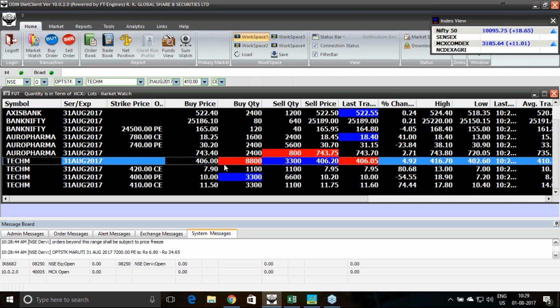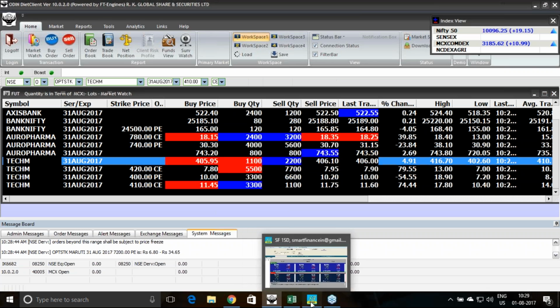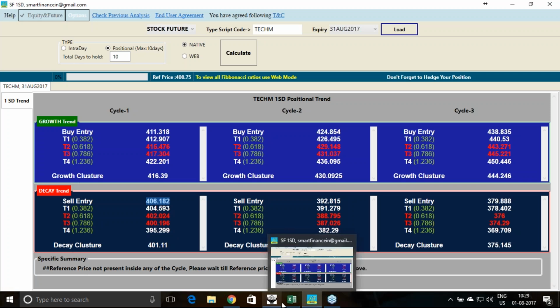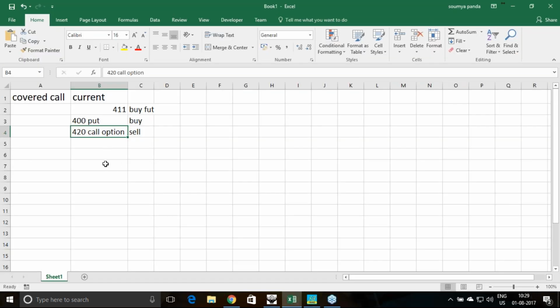Currently it has come to the 406 level. If it comes to 406, then what do we have to do? We have a downtrend breakout at 406, and once this downtrend breakout is given, my strategy will look a little different. I will be selling the future at this level.